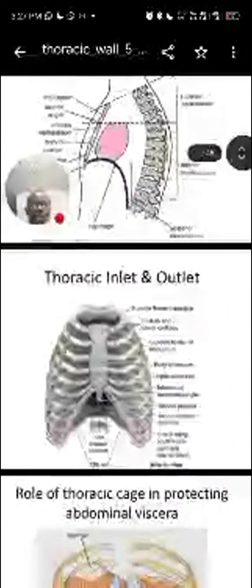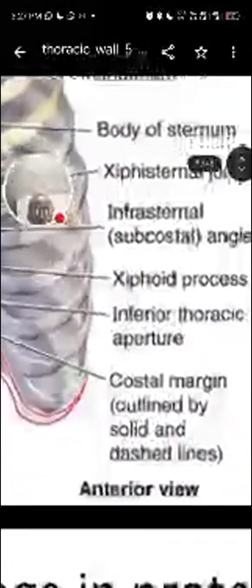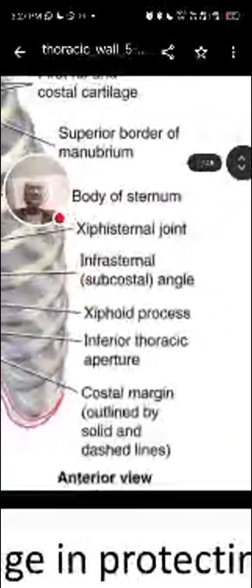Now we are seeing it again when talking about the inlet, meaning the inferior thoracic aperture is where the outlet is. You can see the inferior thoracic aperture. All right, let's move on.